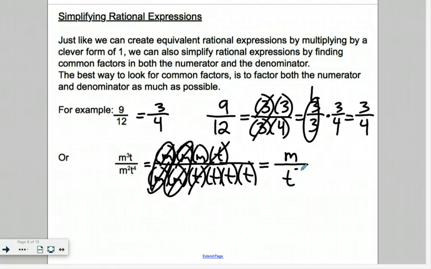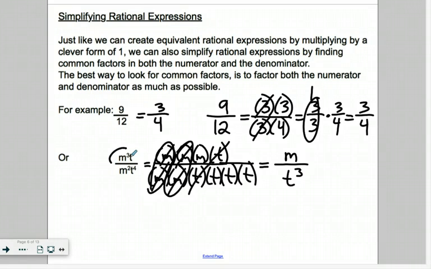Okay? Again, that's probably a longer way of looking at it, when you could go back to look at that same expression, m cubed t divided by m squared t to the power 4, and look at each of the variables individually. Look at the m's and look at the t's.